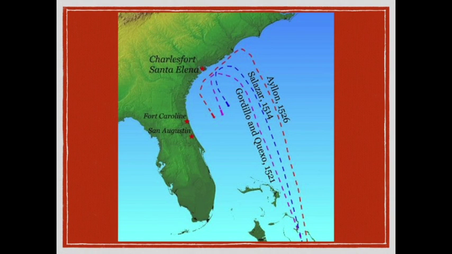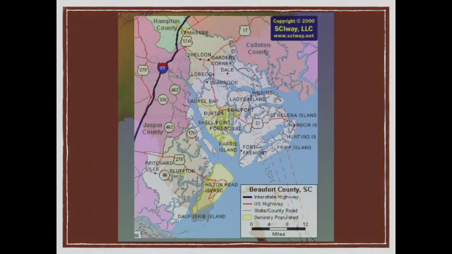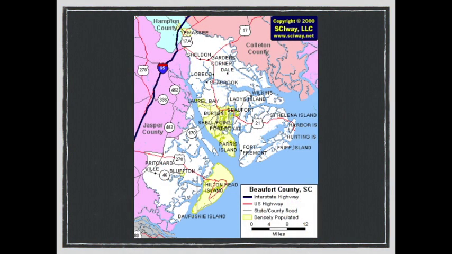All right, and here is a map of where Charles Fort and Santa Elena would have been, along with the expeditions of those different explorers. Also, here's a present day map of South Carolina, and the area we call Charles Fort and Santa Elena are actually on Parris Island. So you can see that there on this map.